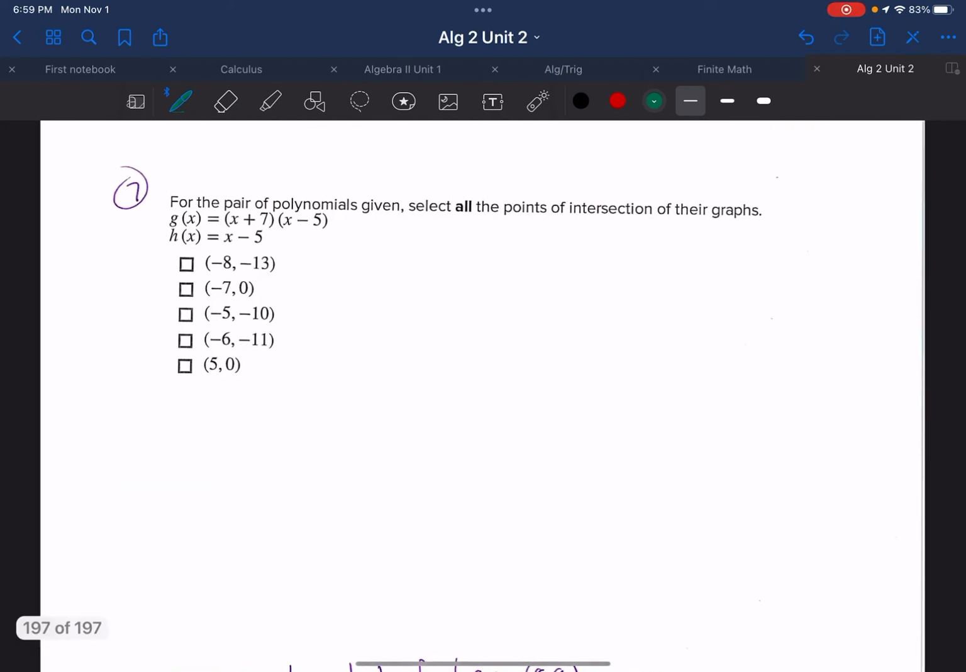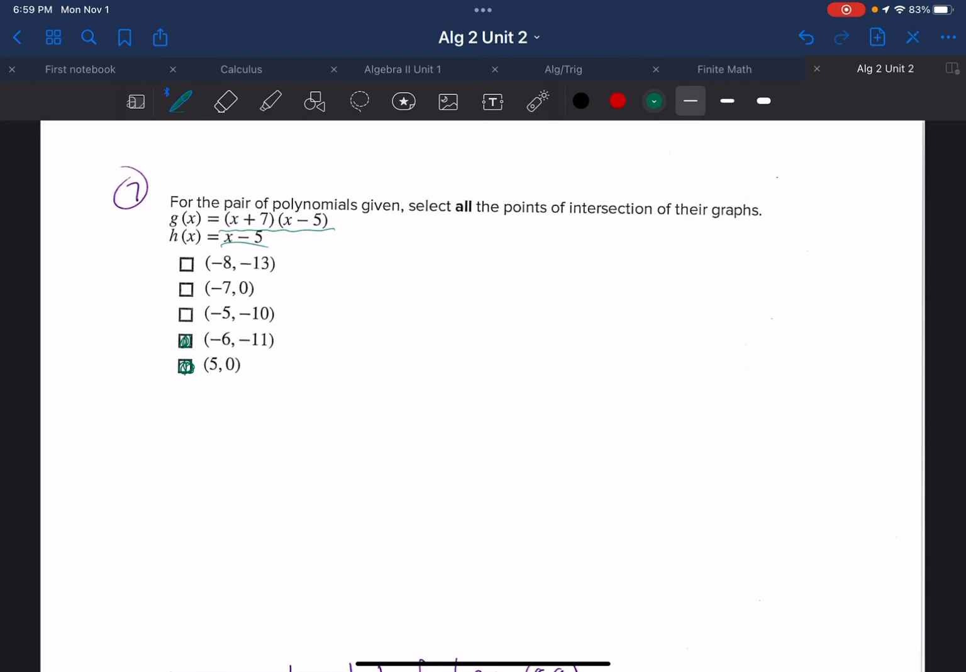Okay, the next question is multiple choice, and there are 2 choices that work. So the first one that works is 5, 0. So if you put 5 into each of those, you'll get 0 back. And what you're looking for is where the parabola, this is a parabola, and the line intersect each other. And then the other point that works is negative 6, negative 11.